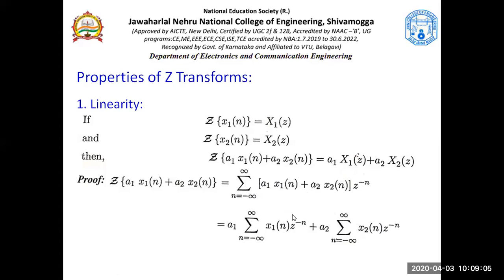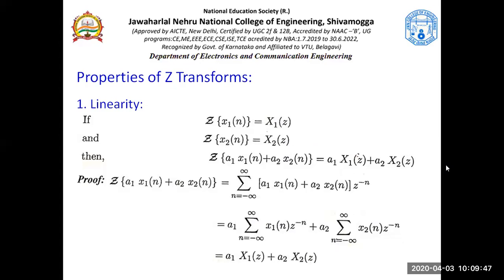Now, just observe this particular signal. In place of x of n, we have x1 of n, except that there is no difference at all. So this is the Z transform of x1 of n. The Z transform of x1 of n is x1 of z. So this part is x1 of z. Similarly, what is this part? This is the Z transform of x2 of n. So what is the Z transform of x2 of n? It is x2 of z. So this is how it is going to look like. Everybody's okay with this?